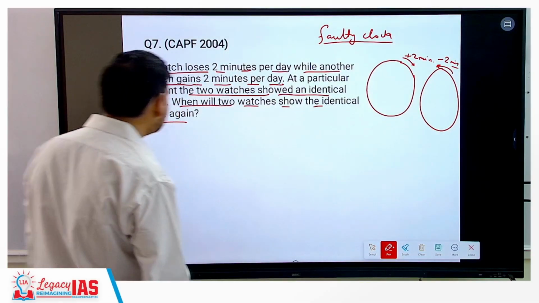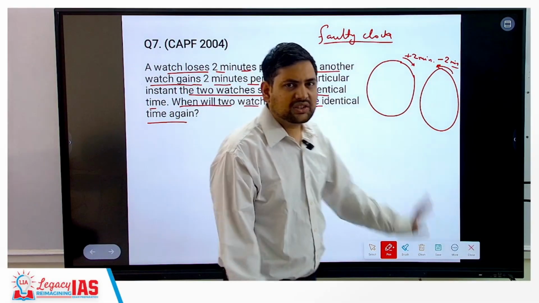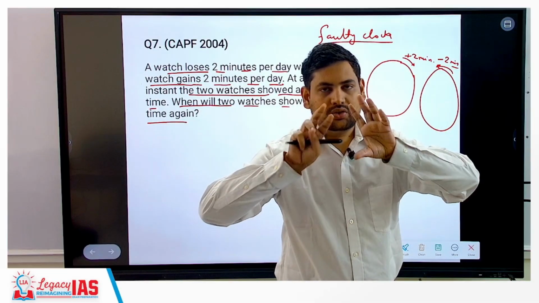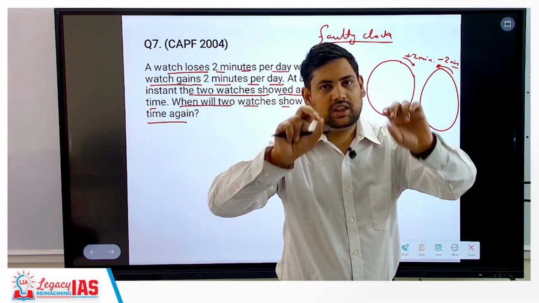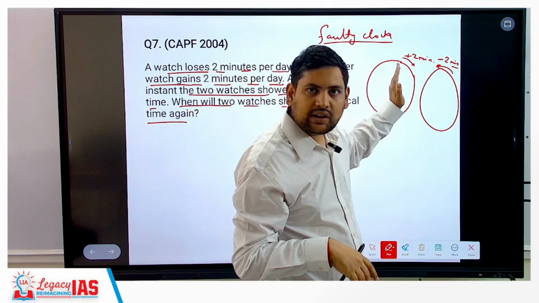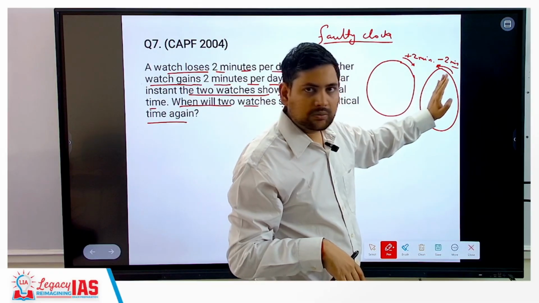Now, at a particular instant, the watches are showing identical time. Whatever instant you take, let's say at 8 a.m. on a Friday, you take both of these watches and they will show the identical time. Now, this watch will start moving faster, fast, fast, fast. And this watch will become slower and slower.